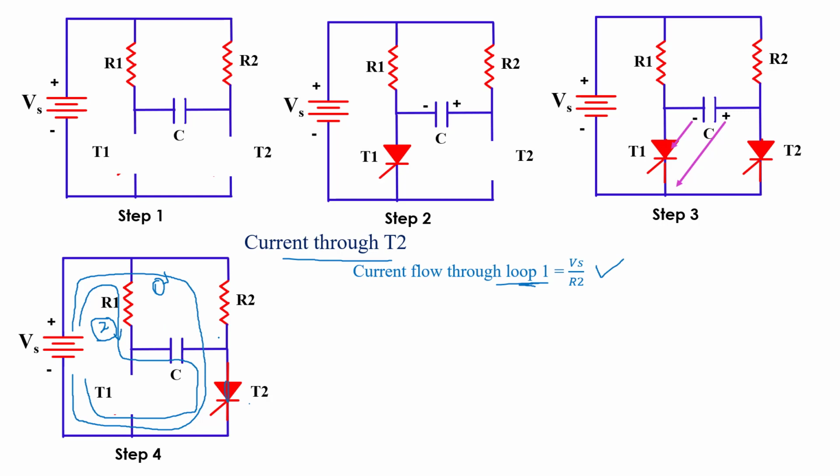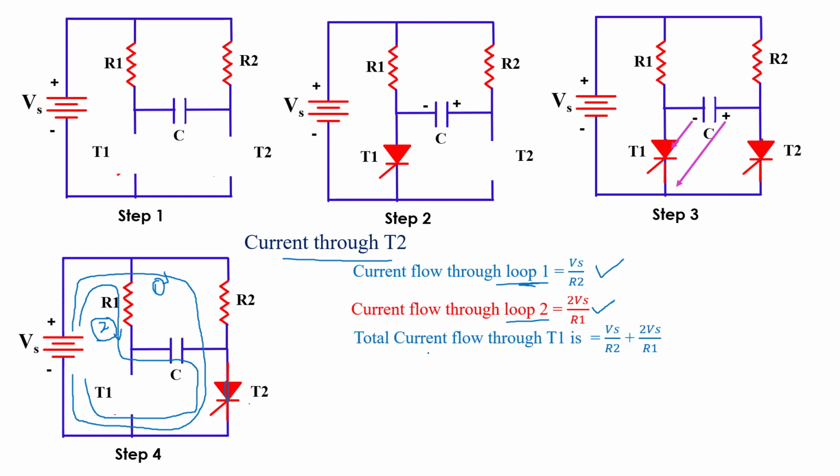Now the current flowing through loop 2: the total current through loop 2 is 2 Vs by R1. Why is it 2 Vs? Because of the supply voltage Vs, and the capacitor is also charged with Vs voltage. So the total voltage is Vs plus Vs, 2 Vs by R1. Initially the total current flowing through the T2 thyristor is Vs by R2 plus 2 Vs by R1.